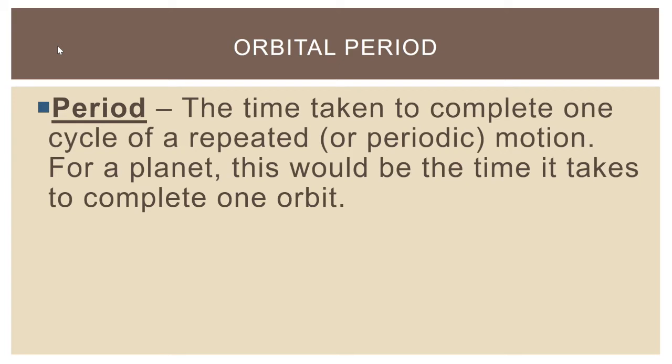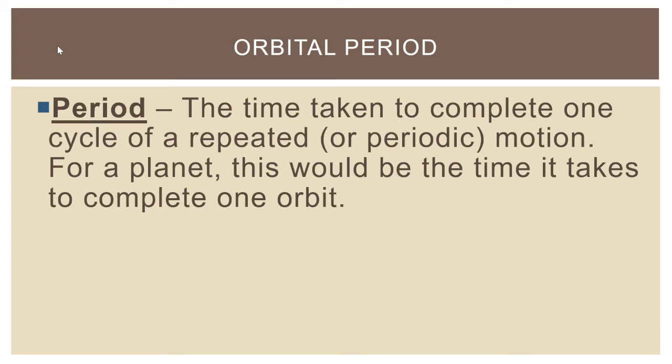And so if we're talking about a wave, we're talking about the particles vibrating up and down in that repeated pattern. And that's why we talk about the period for a wave. For a planet, this would be the time it takes for the planet to complete one orbit. And so it's important to realize orbital motion is periodic motion because it happens regularly and in a repeated pattern.